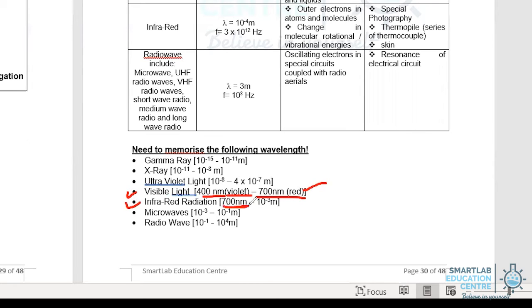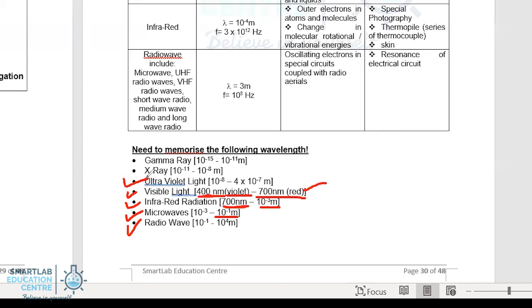We'll be looking at 700 nanometers to 10⁻³ meter. From 10⁻³ to 0.1 meter, they belong to the microwaves. And anything beyond 0.1 meter is radio waves. On the other extreme, wavelength less than 400 nanometers is your ultraviolet light. And your X-ray will begin from 10⁻¹¹ to 10⁻⁸ meter, while your gamma ray will be looking at any wavelength less than 10⁻¹¹.